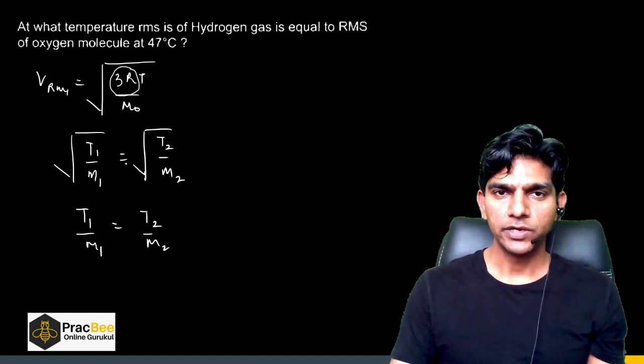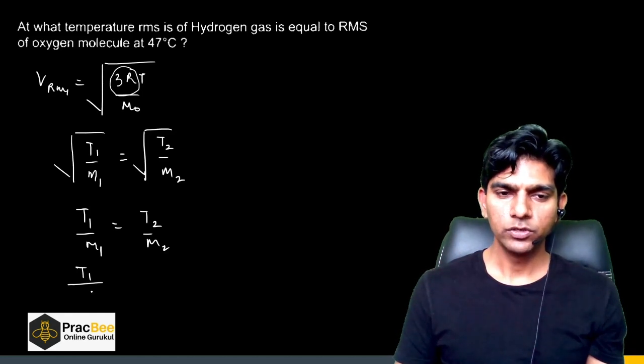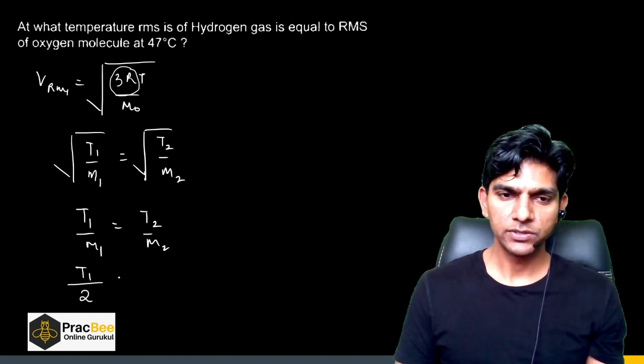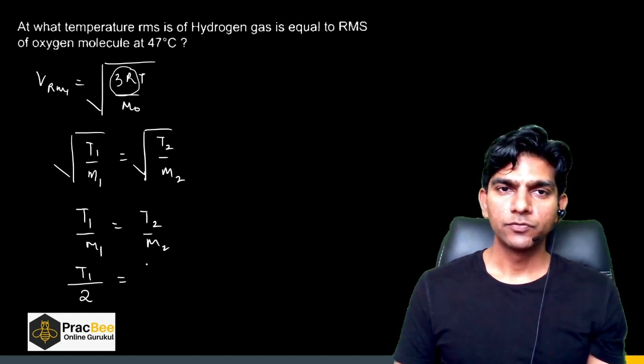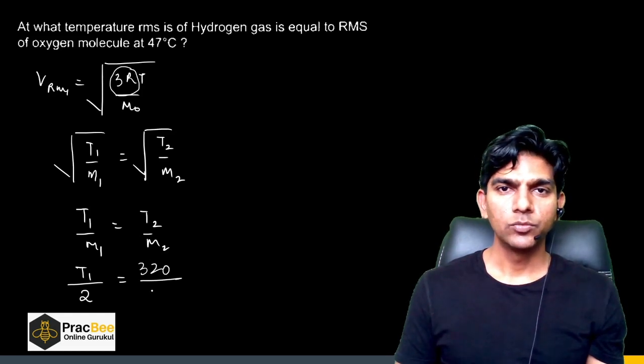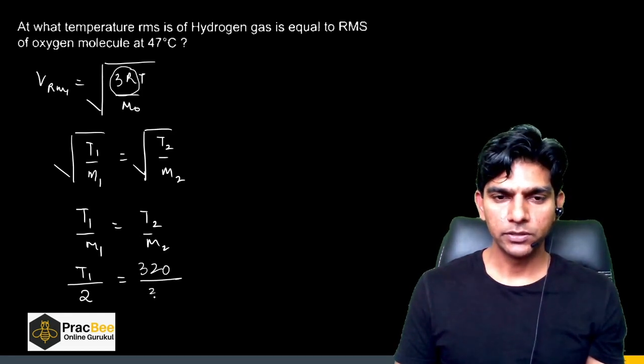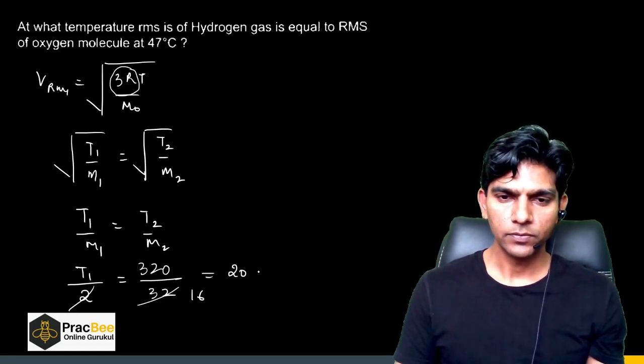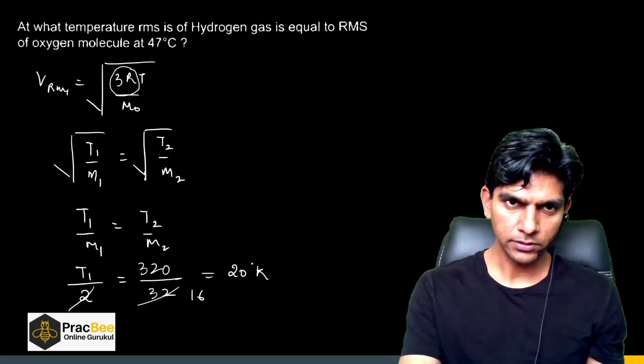Let us say T1 is for hydrogen, and molar mass I can take as 2 grams, and T2 is given as 47 degrees Celsius, so it will become 320 divided by the molar mass of oxygen, that is 32. So this will be 16, so the answer comes out to be 20 Kelvin. So 20 Kelvin is the answer.